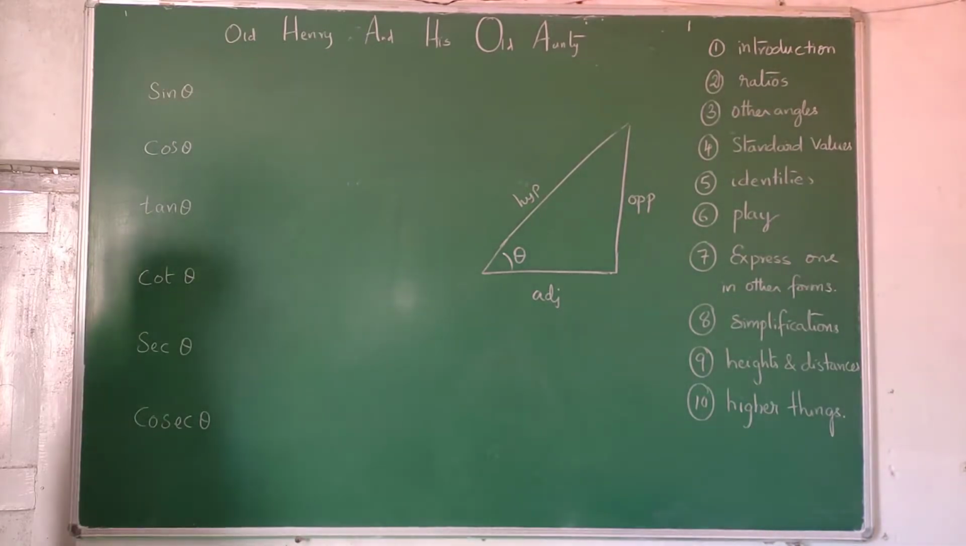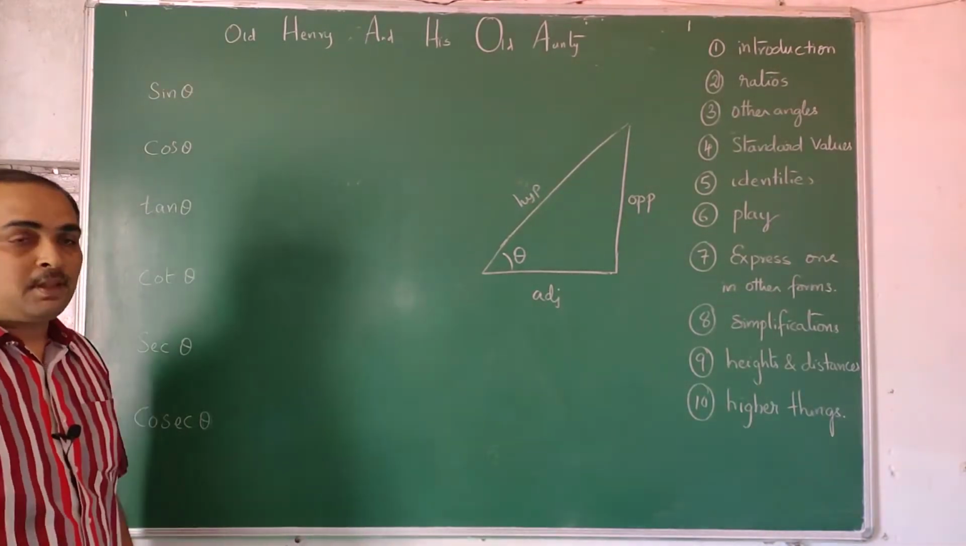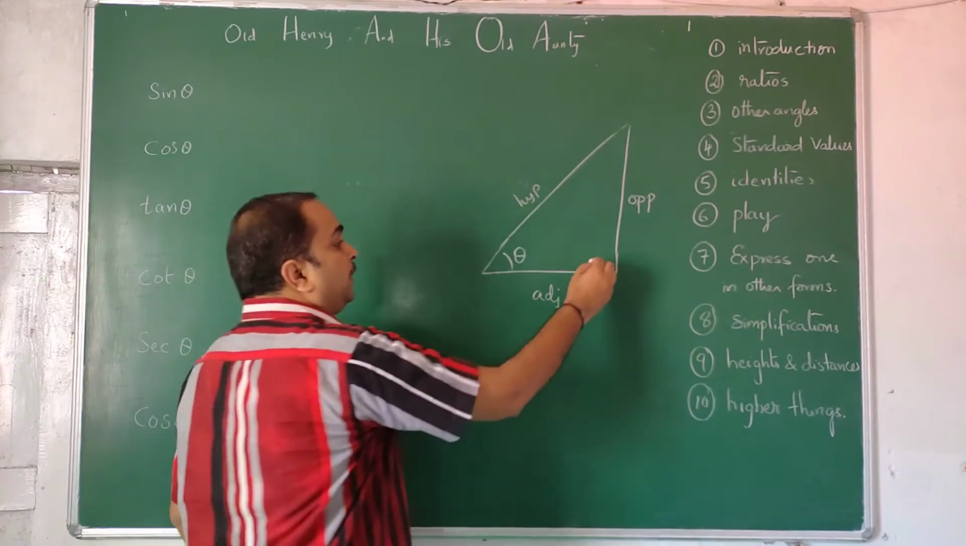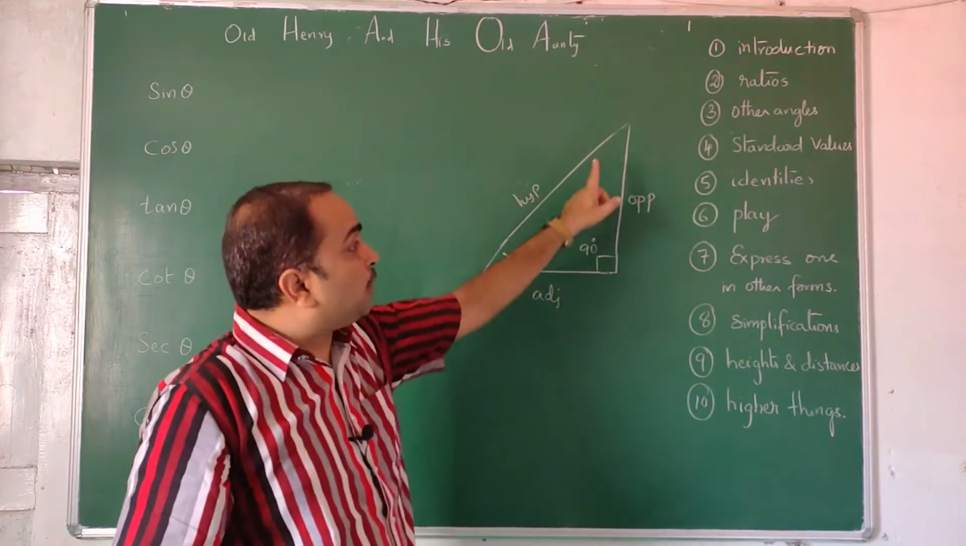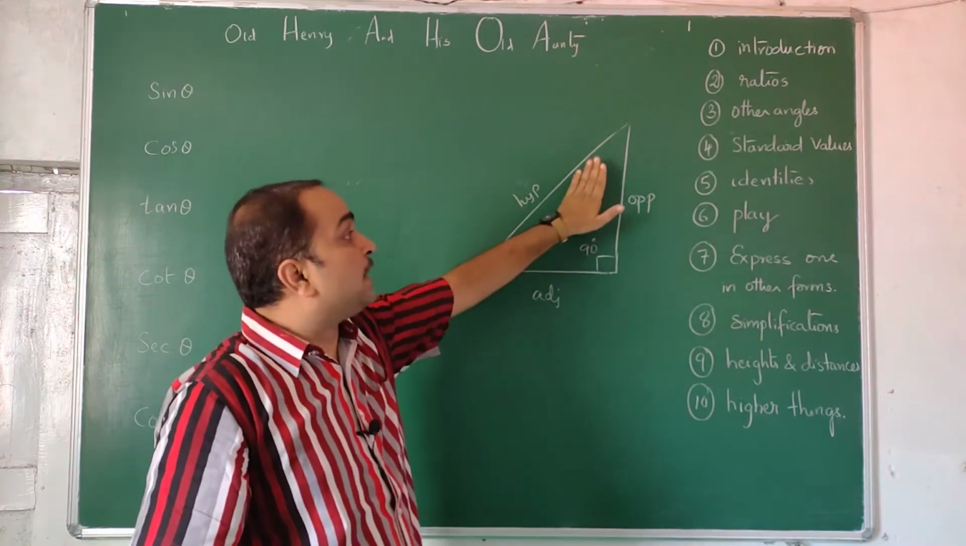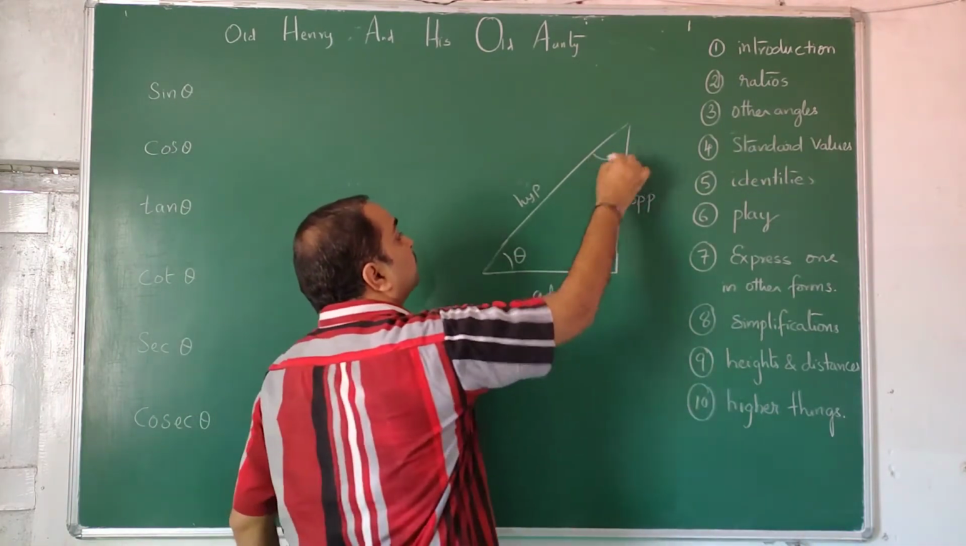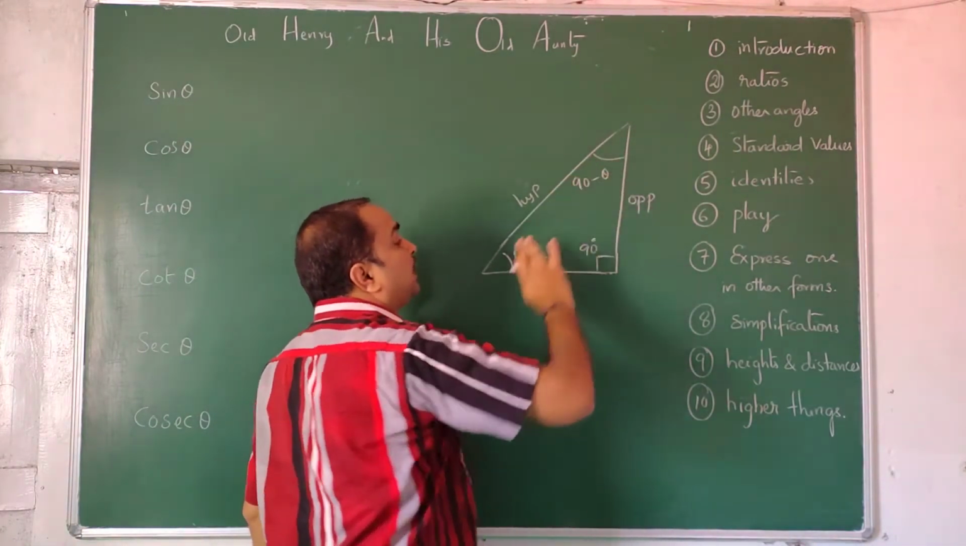Yes children, we are going into the second portion. We have a right angle triangle. This angle is 90 degrees. This angle I am calling theta. In future I will call this also as theta whenever required. Presently it is 90 minus theta. We are not going to use that.